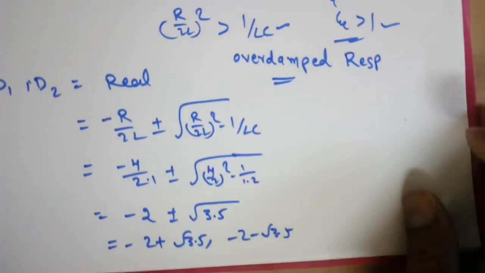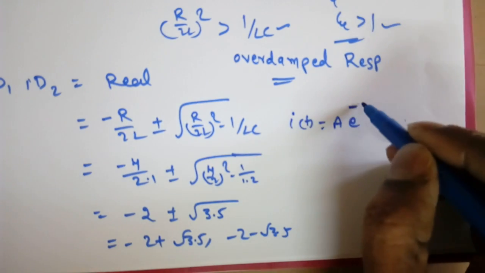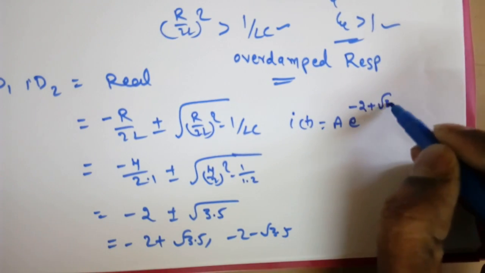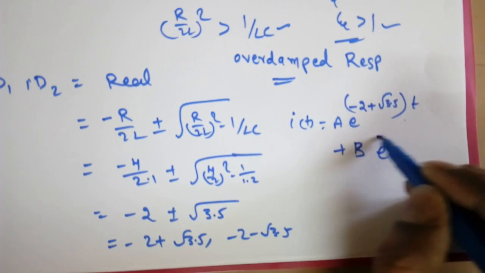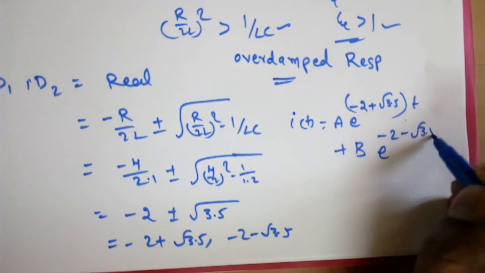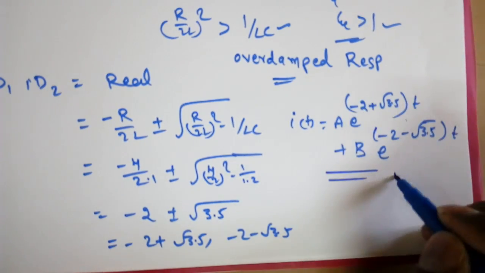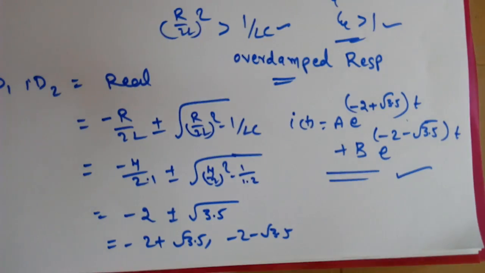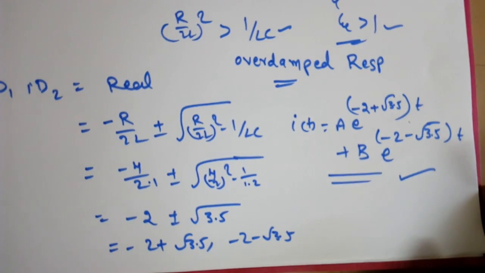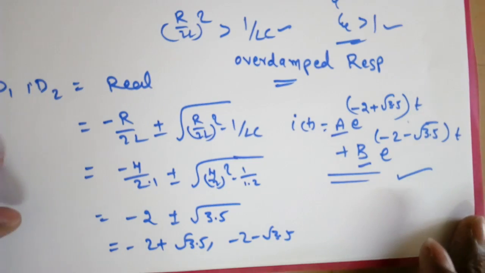Now if I write the current response, i(t) is equal to a e power (minus 2 plus root of 3.5) t plus b e power (minus 2 minus root of 3.5) t. So this is the current response, and this is how to find the response. If initial conditions are given, we can find a and b also.